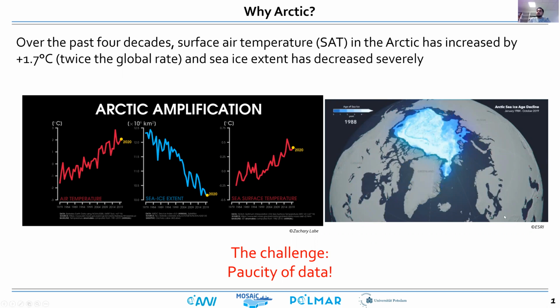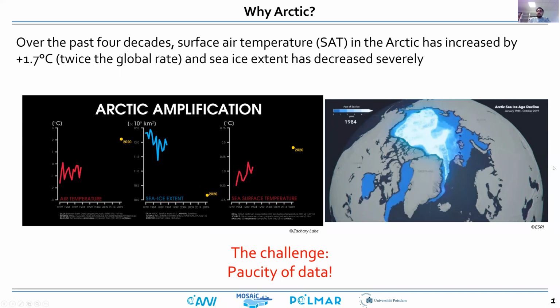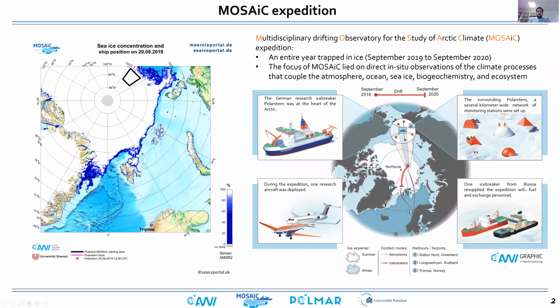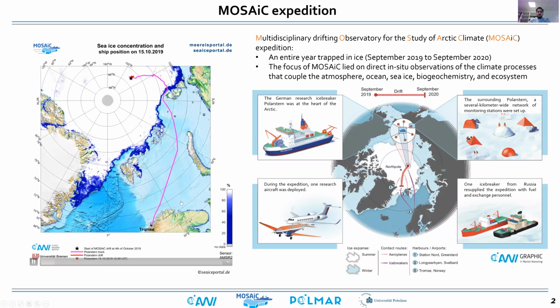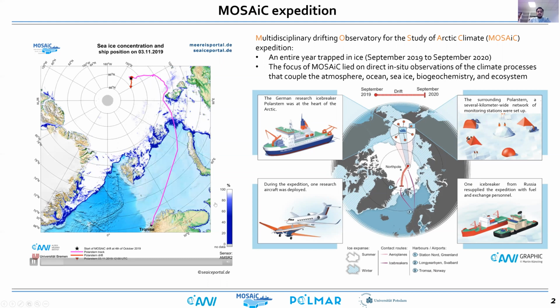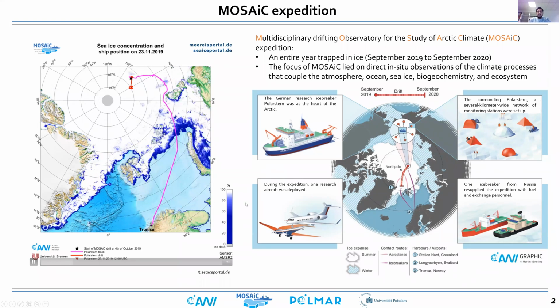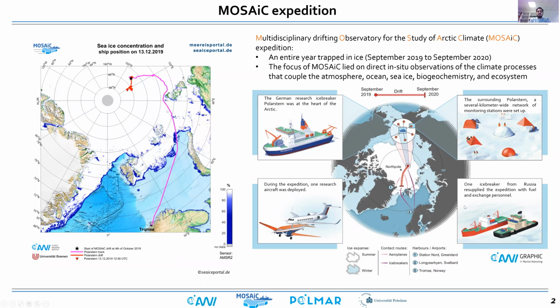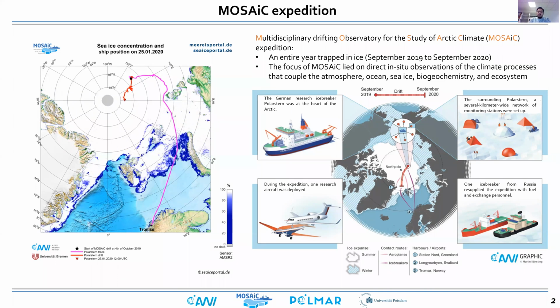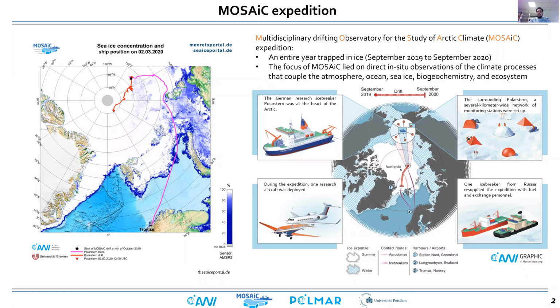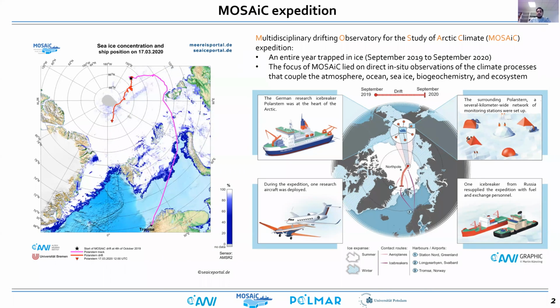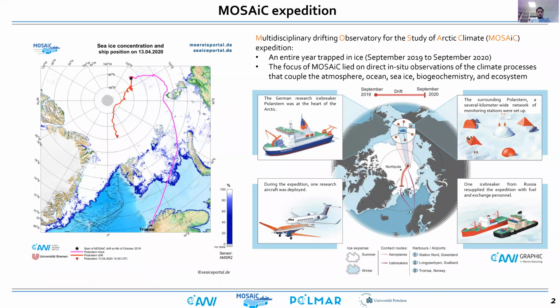This brings us to the importance of the MOSAIC expedition, where scientists from Alfred Wegener Institute planned for many years to have one full year in the Arctic. This expedition finally took place between September 2019 and September 2020 in collaboration with colleagues from many other countries. And the German research vessel Polarstern broke into the ice and got trapped in the ice in an area north of Siberia and the Laptev Sea.